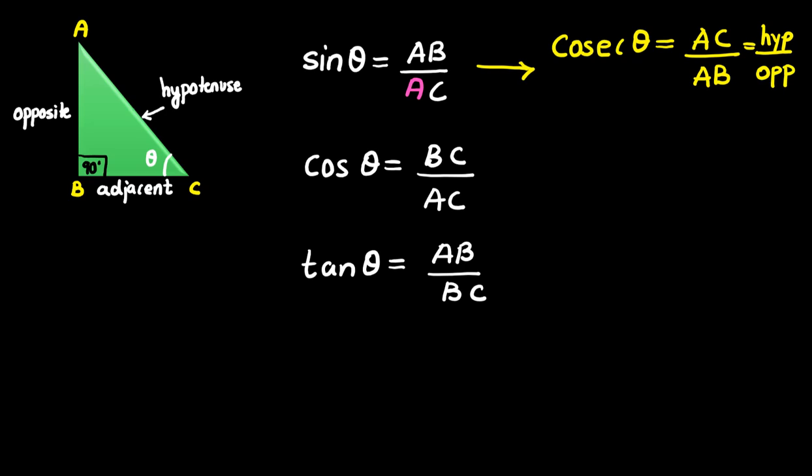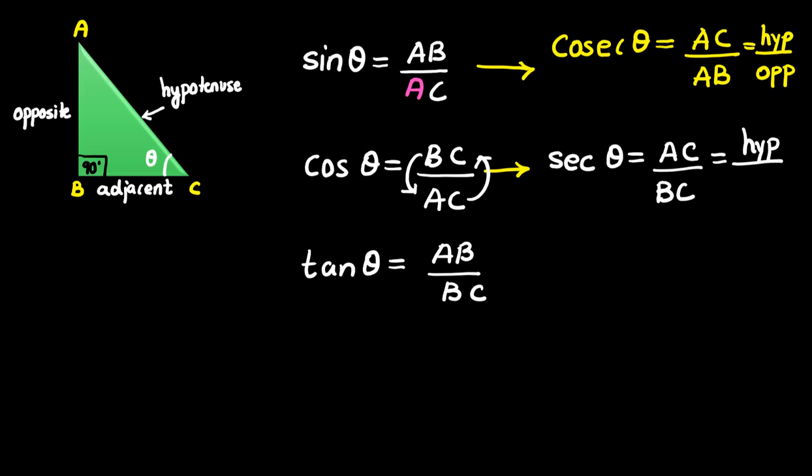Okay, same goes with here. What is cos theta? The reciprocal of cos is sec. Sec theta equals AC upon BC. You are just flipping this. Okay, and what is AC? AC is hypotenuse. And what is BC? Adjacent.